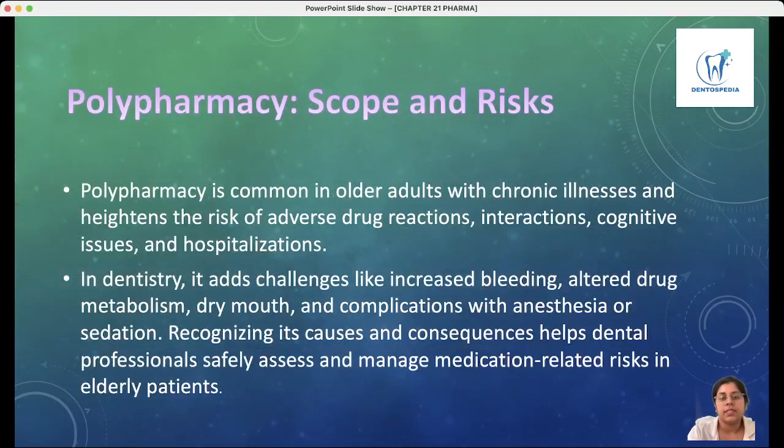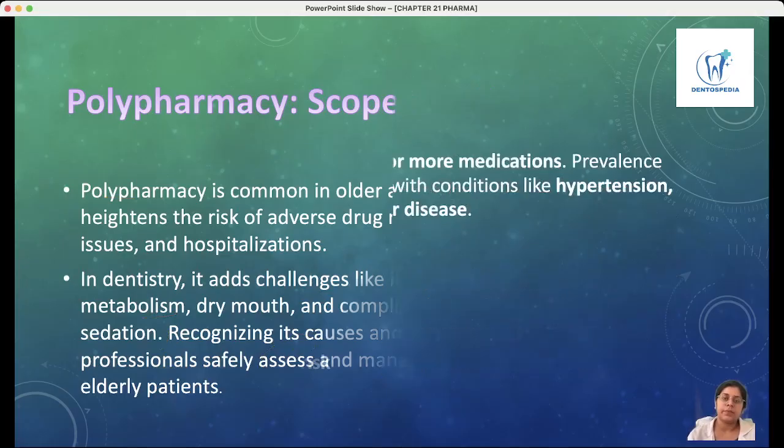Now polypharmacy, this is one of the main concerns for elderly patients. Polypharmacy is very common in older adults with chronic illness, and carries a heightened risk of adverse drug reactions, interactions, cognitive issues, and hospitalization. In dentistry, it's a challenge: increased bleeding, altered drug metabolism, dry mouth, complications with anesthesia and sedation. Recognizing its causes and consequences helps dental professionals safely assess and manage the medication-related risk in elderly patients.